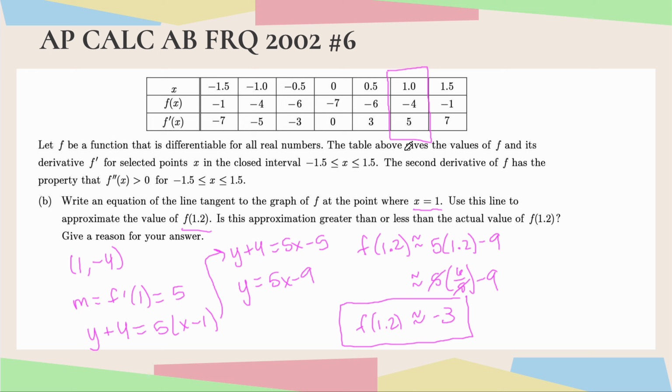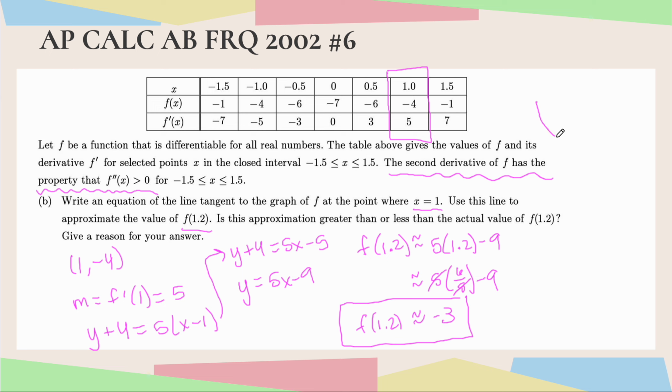So something that was given at the end of the question, it says the second derivative of f has the property that the second derivative of f is greater than 0 on the domain given. So -1.5 is less than or equal to x is less than or equal to 1.5. Sorry, I think I said -1, I meant to say -1.5. Anyways, because the second derivative is positive, that tells us that it's concave up on this interval.